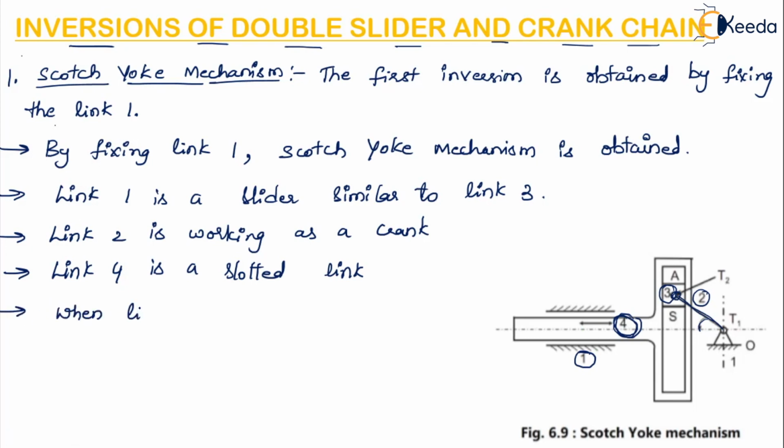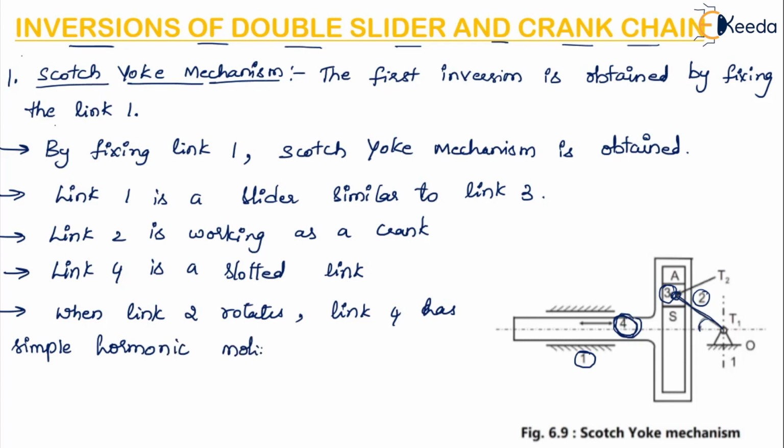When link 2 rotates, link 4 has simple harmonic motion for angle theta of link 2. So this is about the Scotch yoke mechanism.